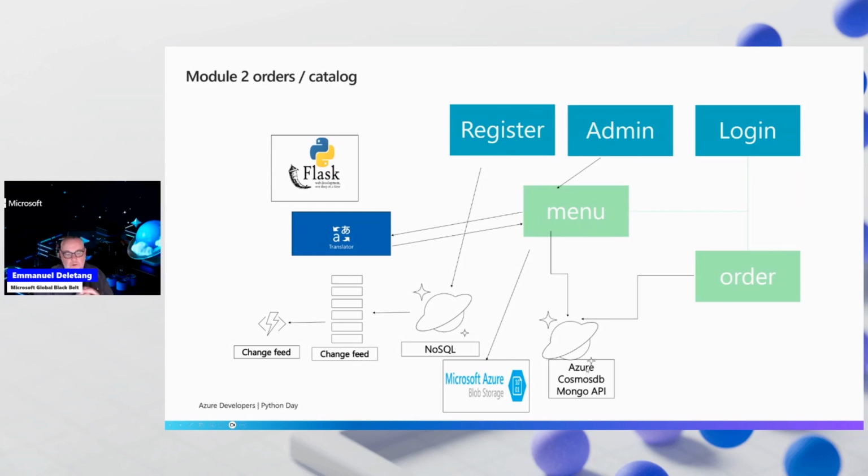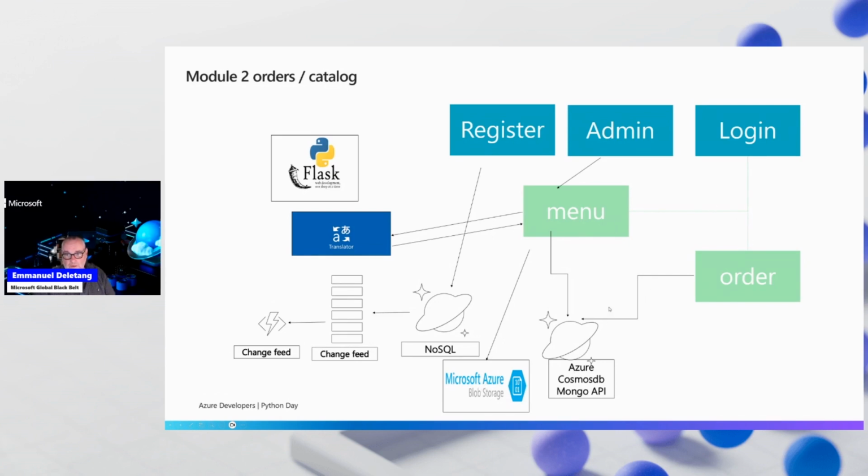I do one with NoSQL API, one with Azure Cosmos Mongo API, just for training purpose, for educational purpose, and to show you that there is really no difference, just a different SDK that I use. Here I use a Mongo client, and here's the Cosmos DB client. As you see in the menu, I have some images, and the images are stored in a Microsoft Azure Blob storage. So in my menu, I have the link directly to this.